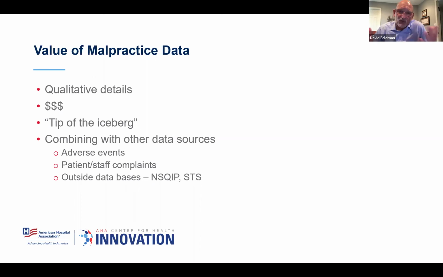And of course, we know that malpractice is the tip of the iceberg. As I said, if you have one or two malpractice claims about something, the likelihood is there's a lot more of those events that just never became malpractice claims. And it pushes us to look for those things.